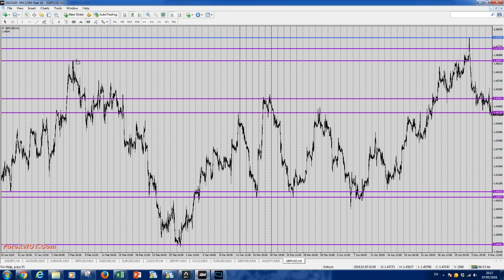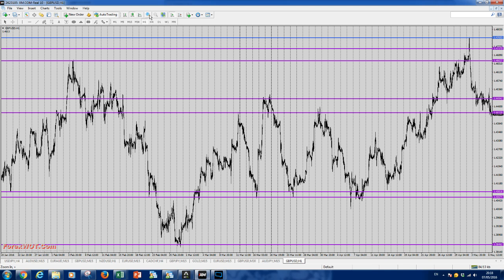Either have pending orders around this area, or look for some kind of price action, and when it comes back down, I'll be into that trade. It depends on how price acts, which I will cover in further lessons.